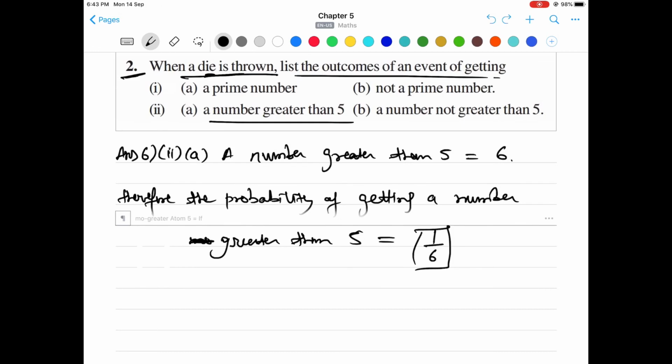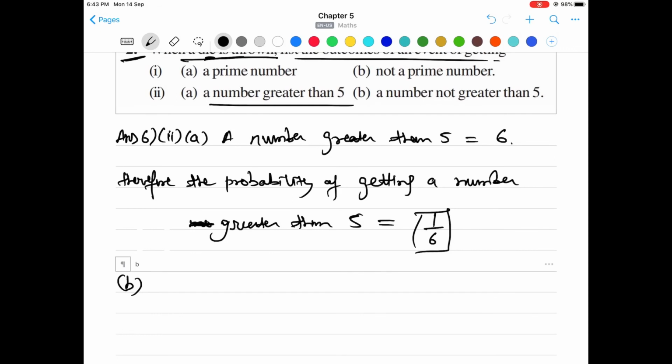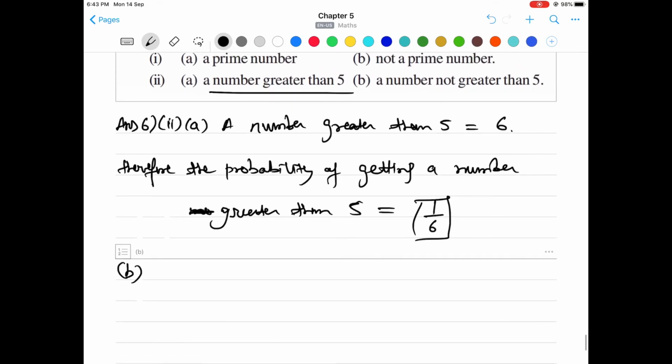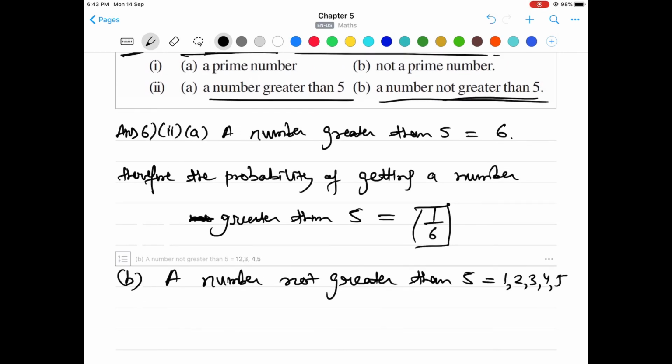Okay, next is part B of this second part. We have a number which is not greater than 5. So write a number not greater than 5. Those numbers are 1, 2, 3, 4 and 5. As it says, we have to take a number not greater than 5. Those numbers are 1, 2, 3, 4 and 5. It should be either less than 5 or equal to 5.